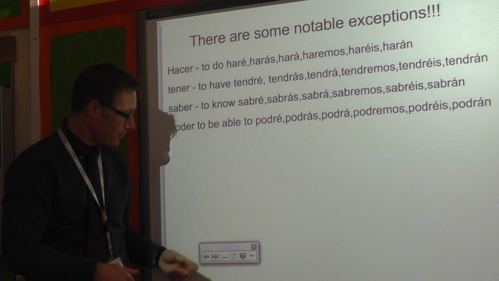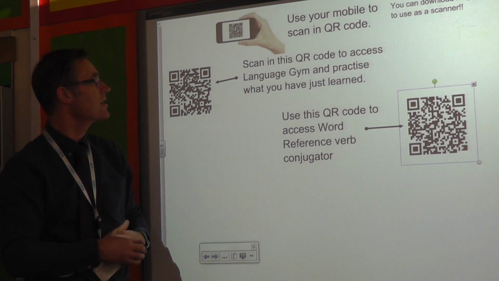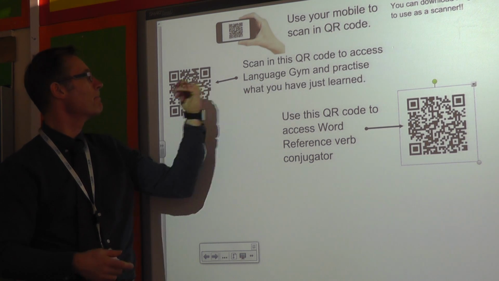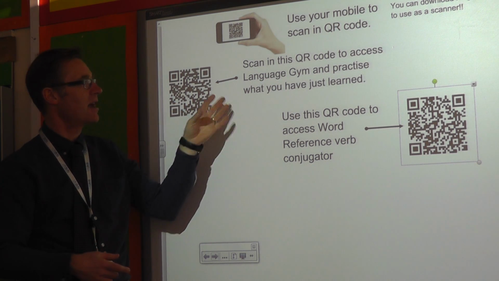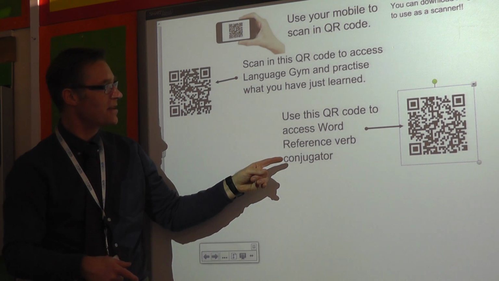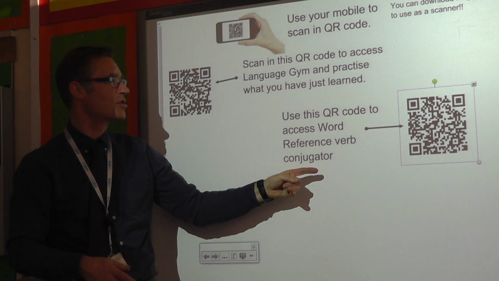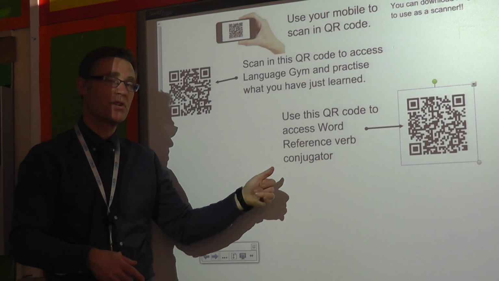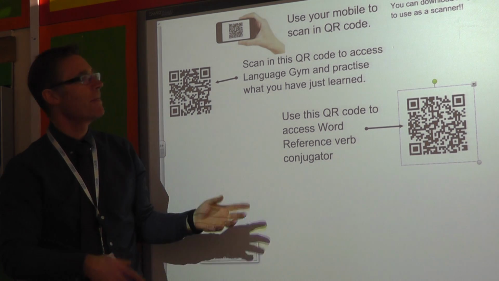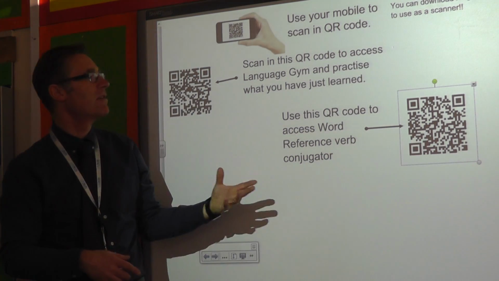Okay, as before, a really good way to get yourself practicing these future tense verbs: go on to Language Gym, scanning the QR code to access that and practice what we've just learned about the future tense. Always a fantastic reference is using WordReference. Go on to the verb conjugator, and that will help you. But it'll also help you identify perhaps some of those irregulars. So again, if you haven't got a scanner on your smartphone, use iNigma, a really good scanner.